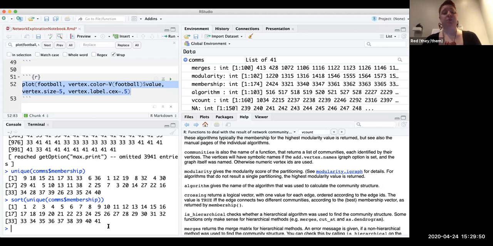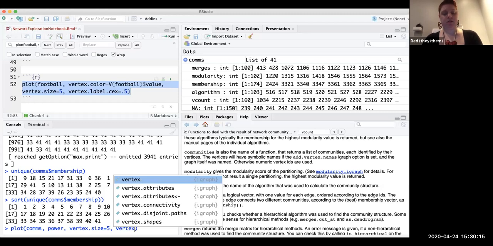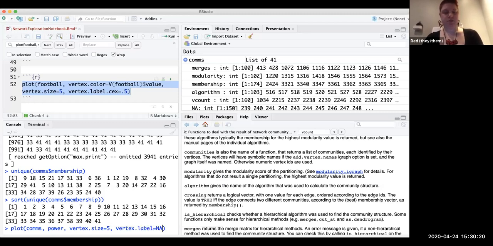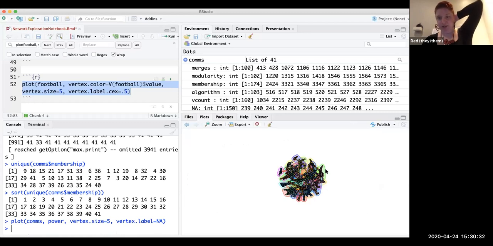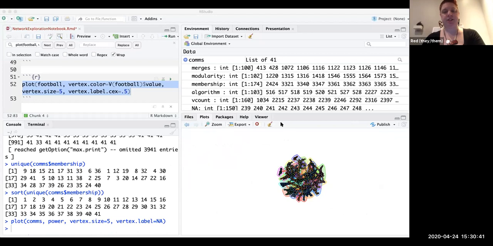We can also use the communities when we graph our network. So if we go back to our plotting command, I'm going to take these vertex labels out. We can use our communities object on our power graph. And you can see that when we plot it, we get groups of nodes that are more connected to each other than to the rest of the network, and they're highlighted by little colored circles. Now the power graph is very large, so it's a little hard to see communities here.